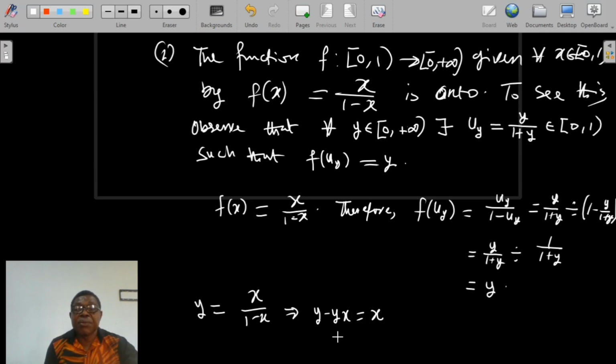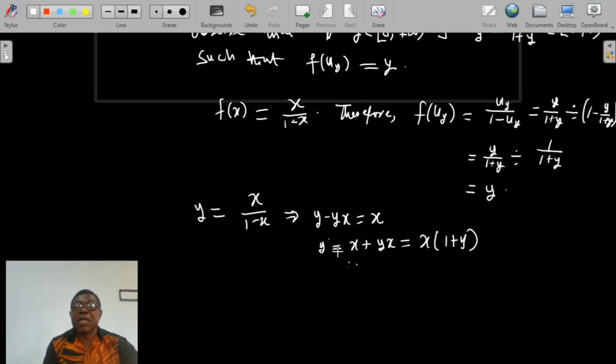And this means, therefore, that y is equal to x plus yx, which is equal to x into (1 plus y). And with this, you'll find out that we therefore get that x is equal to y over 1 plus y. So this x you've gotten this way is the value of x in the interval [0, 1].